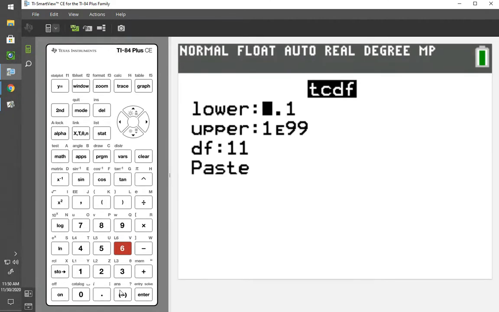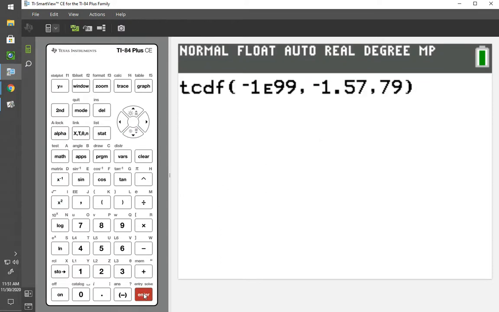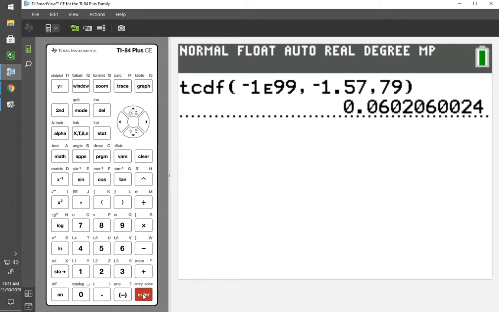Remember, I'm working my way from negative 1 E 99, very, very, very far to the left. Here, I need my negative, and here it's negative 1.57. My degrees of freedom. Remember that my degrees of freedom in this calculation are 1 smaller than the smallest set, 79, because my smallest was 80, and my degrees of freedom, therefore, is 79.